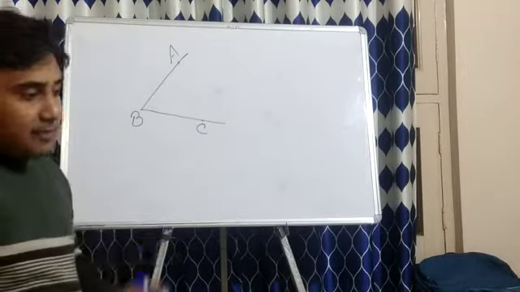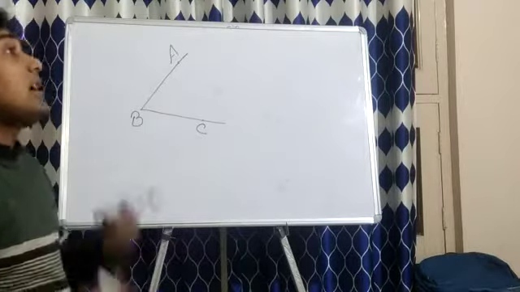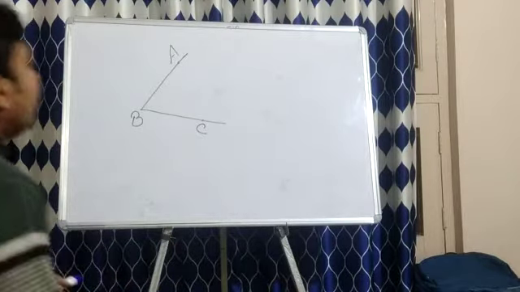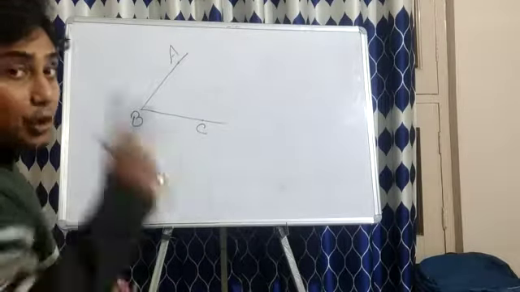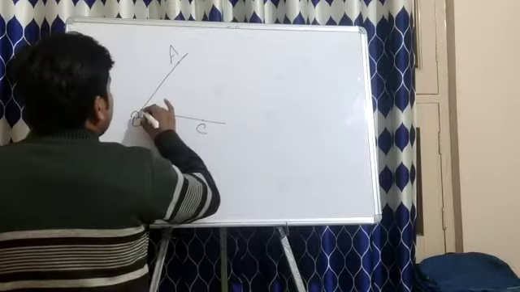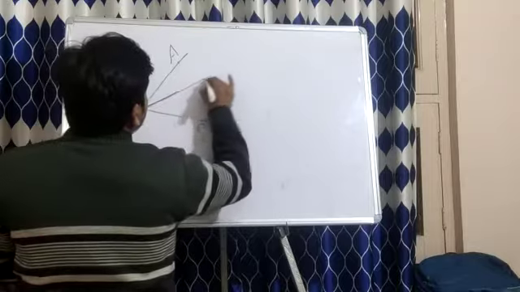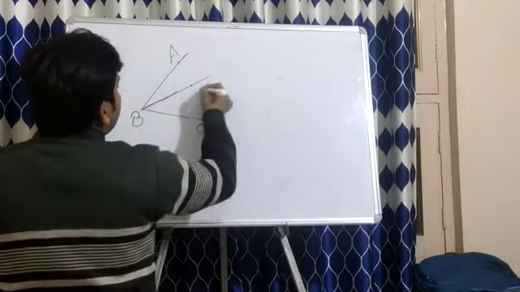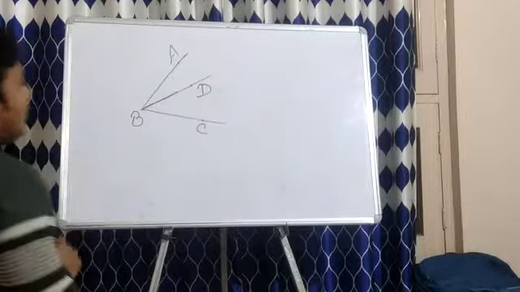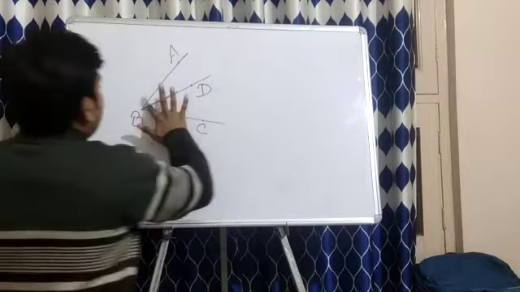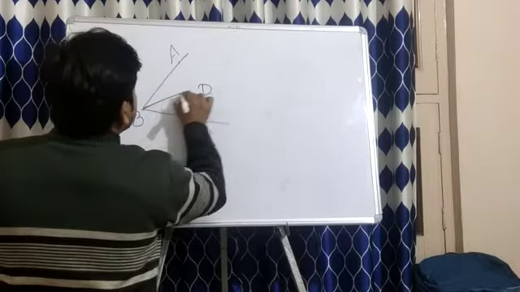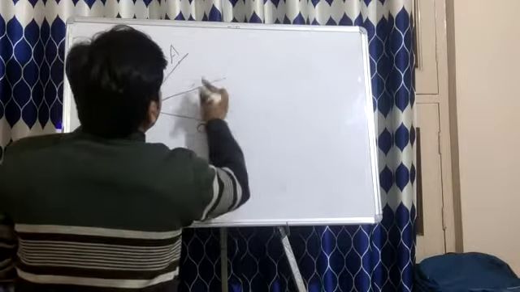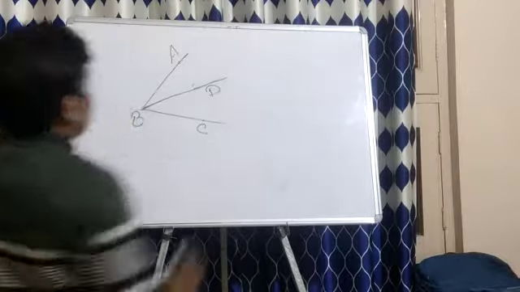An angular bisector is basically a line or a segment or a ray, whatever name you give. It is a line which divides the angle into two equal parts. Suppose we call this an angular bisector, and let's say this point is D. Let me make it more proper. This is an angular bisector of the angle B.